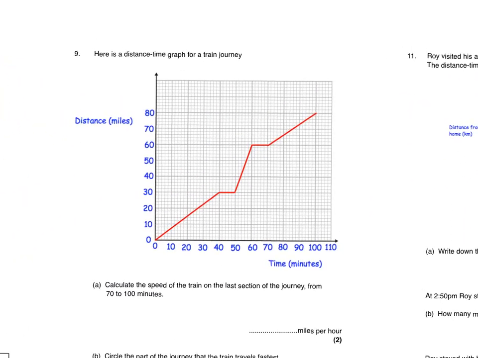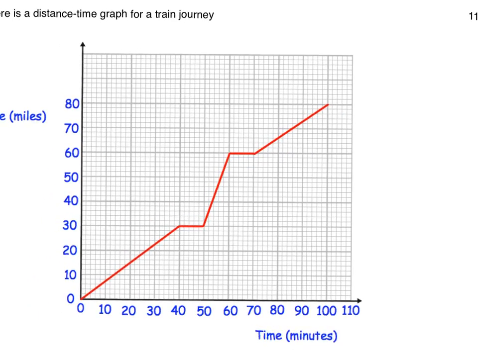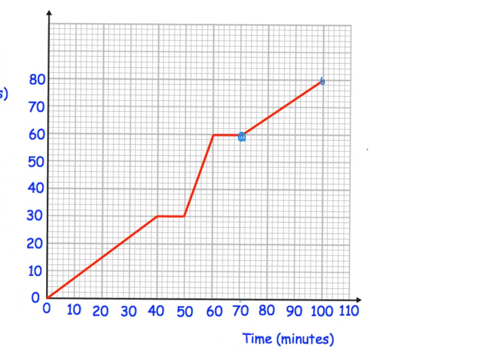Next one. Here's a distance time graph for a train journey. Calculate the speed of the train on the last section of the journey from 70 to 90 minutes. So I'm going to zoom in here, okay? So from here to here. So from 70 to 100 minutes, sorry. From 70 to 100 minutes, well, that's 30 minutes.